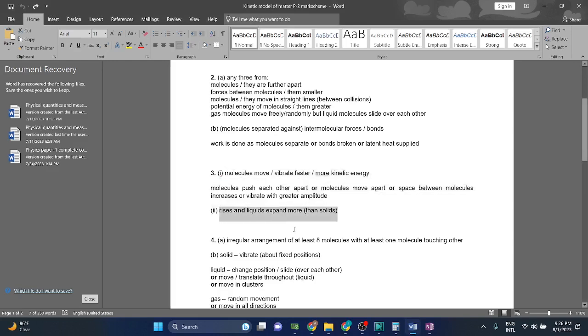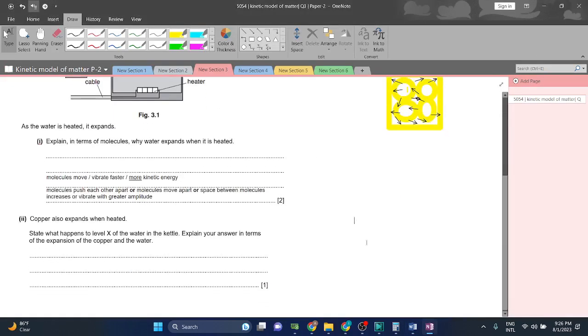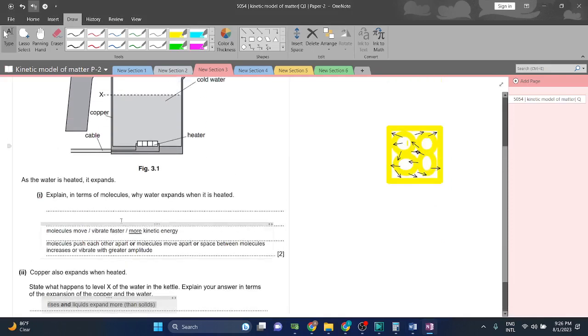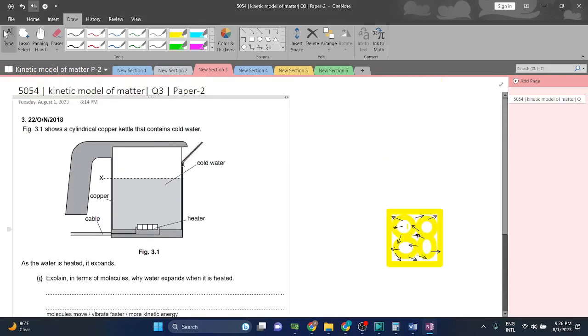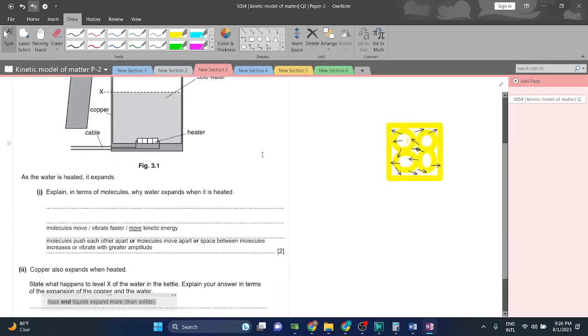Even though I have given a lot of explanation, this is just a one sentence answer. The solid will expand less than the liquid, and when the solid expands less than the liquid, that means the liquid's level will rise.